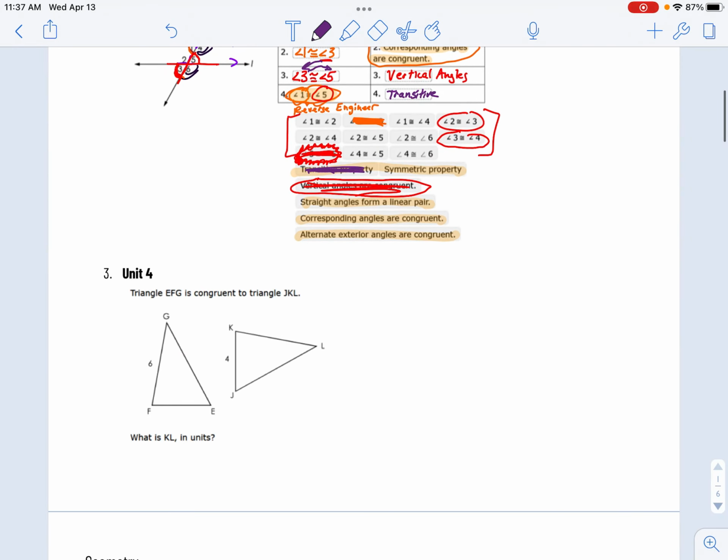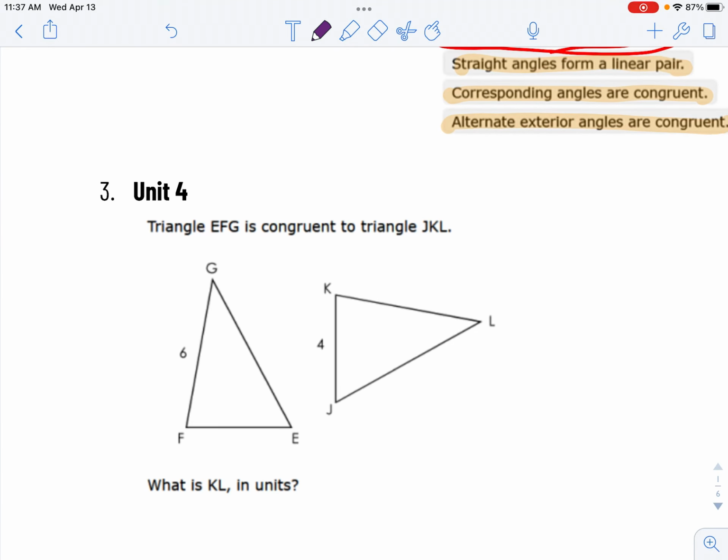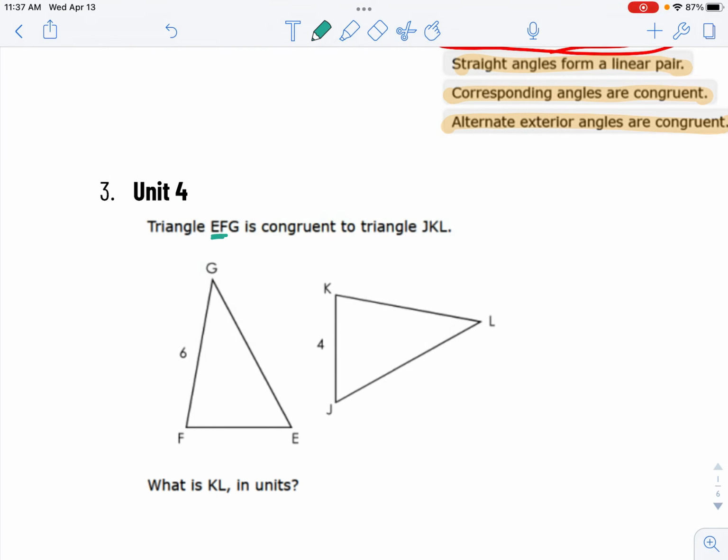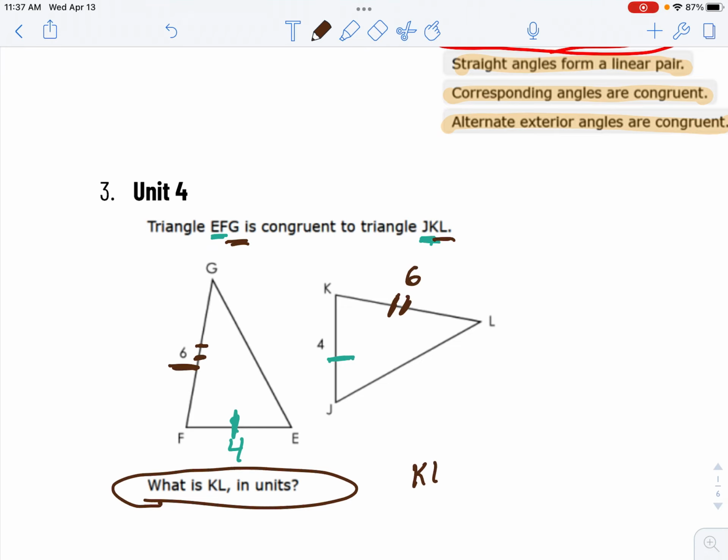Not too bad. Number 3, triangle EFG is congruent to triangle JKL. So that means EF, this side right here, JK, is congruent to that side. I mean, excuse me, this side right here. Almost brain fart, JK. JK and FE, so that means that that's 4. FG, which is this side here, KL, boom. And that's what it's asking for. What is KL in units? Well, since that's 6, this must also be 6 as well.